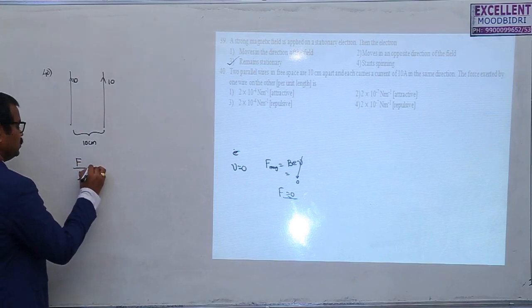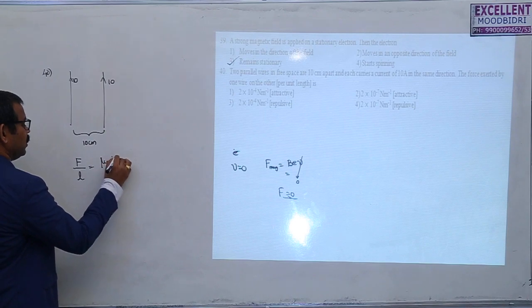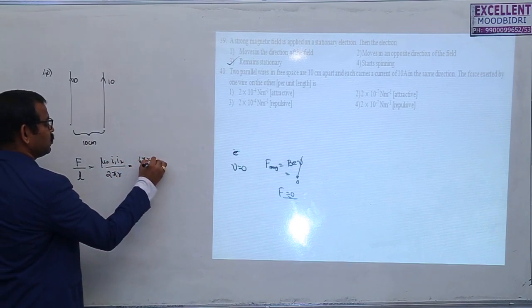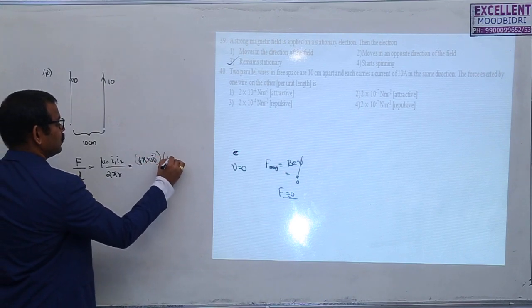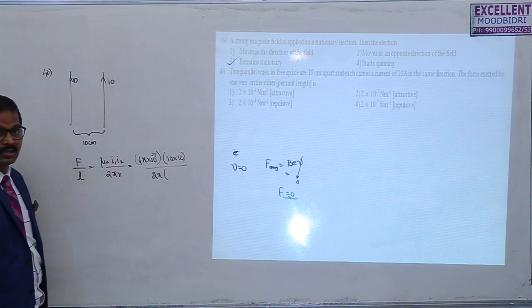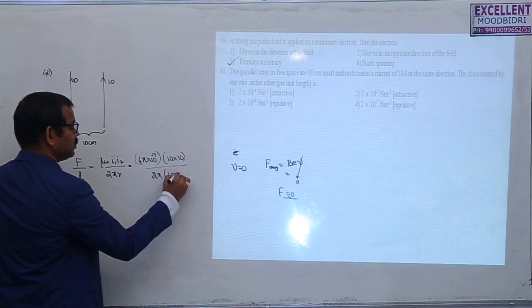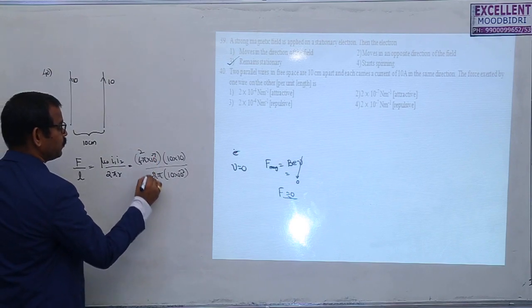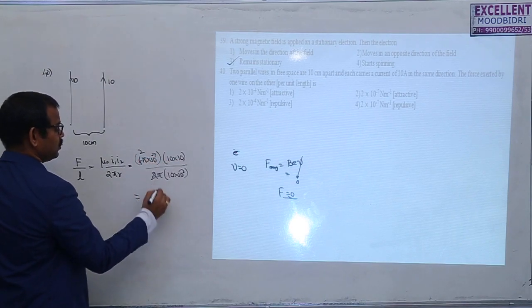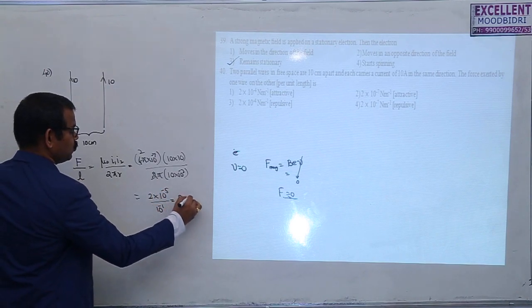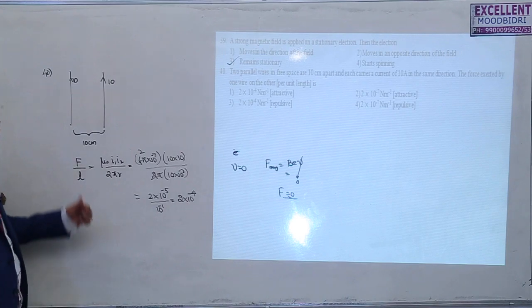So we have this force per unit length given by mu naught I1 I2 by 2 pi r. So this is 4 pi into 10 power minus 7. The product of the currents is 10 into 10, by 2 pi into r, where r is the distance between these two, 10 centimeter. So 2 pi cancels 2 pi. This will be 2 into 10 power minus 5 by 10 power minus 1, which is 2 into 10 power minus 4.